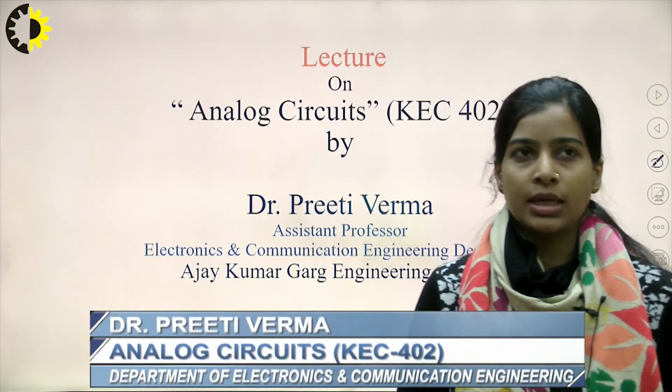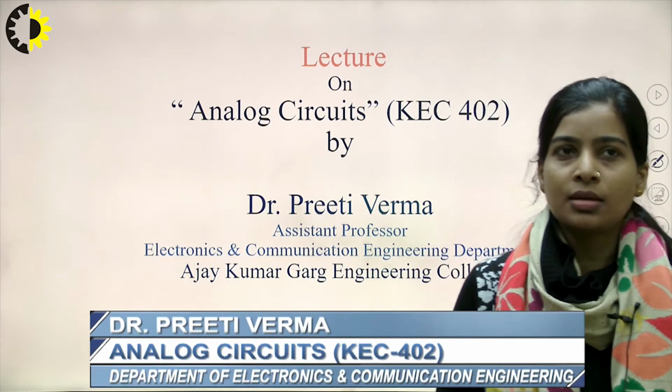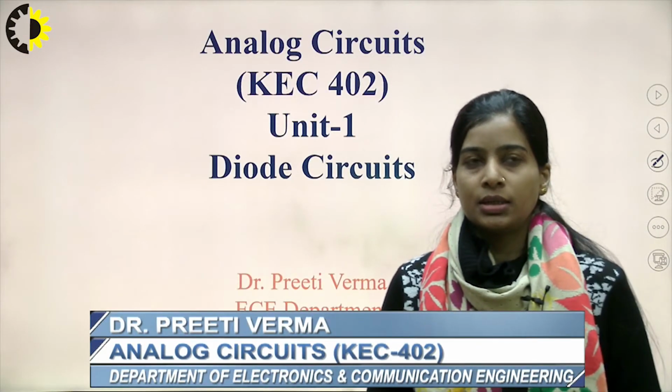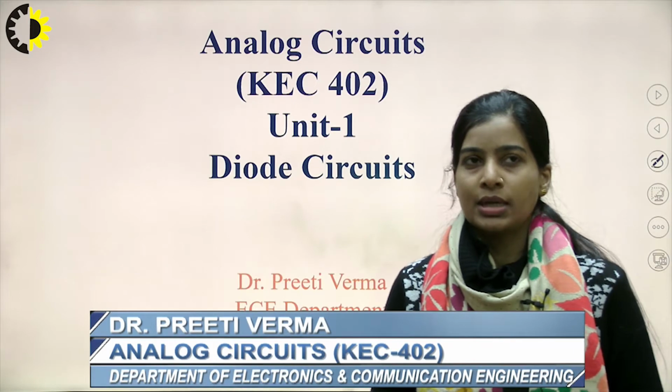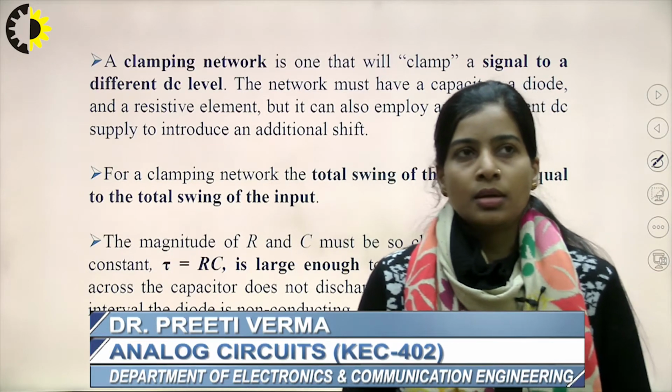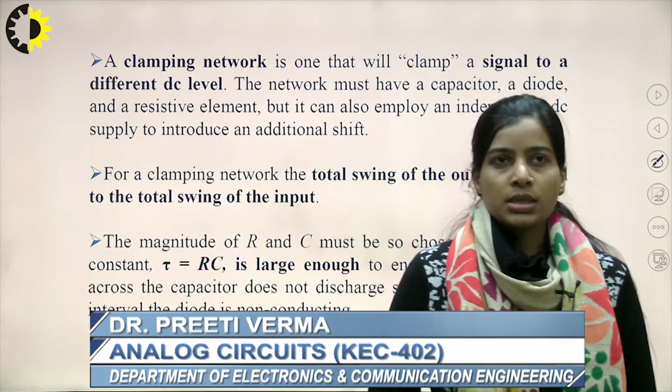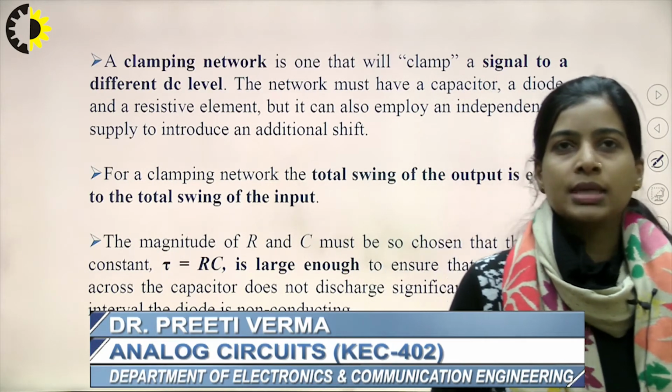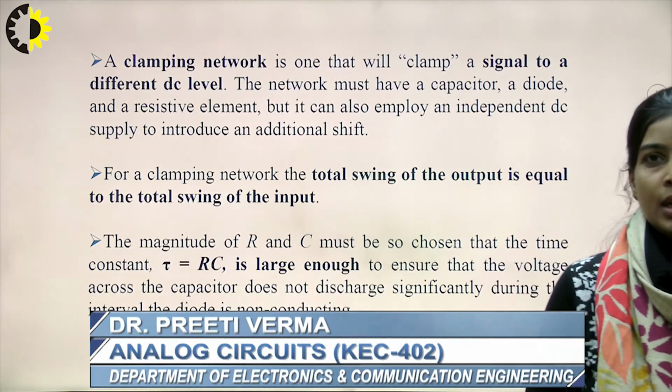I am taking the subject analog circuits, and the topic that I was discussing in previous lectures was diode circuits. So today in this video I will be discussing the clamper circuit, that is one of the diode circuits that is made up of a diode and some other components. A clamping network is one that will clamp a signal to a different DC level.